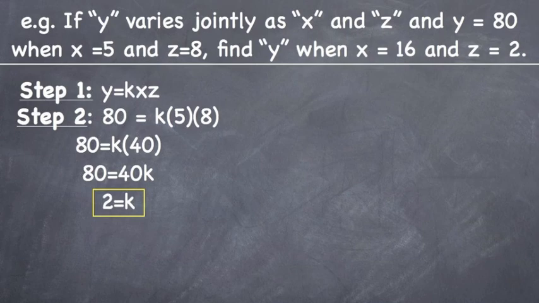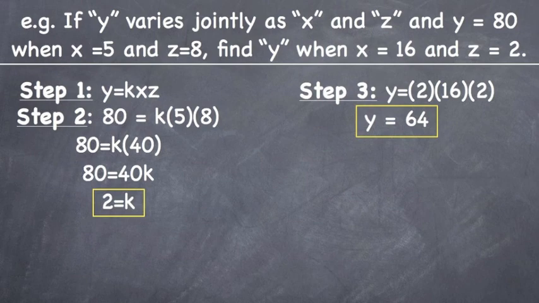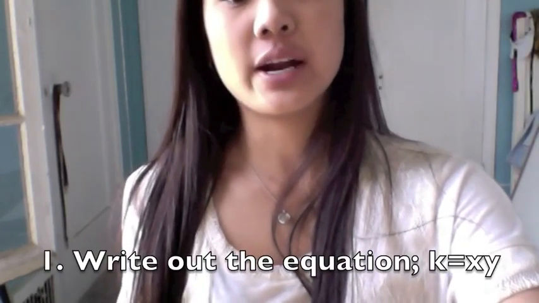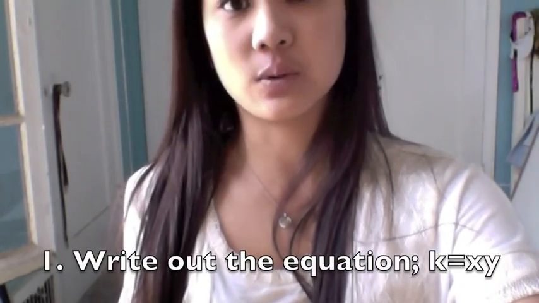Once you multiply 40 to k, you will get 80 equals 40k. You must then divide both sides by 40 to get k by itself. Therefore, k will equal 2. Once you are left with k equals 2, use this answer and the remaining information given in the problem to answer the question asked. Therefore, y equals 2 times 16 times 2. Y equals 64.